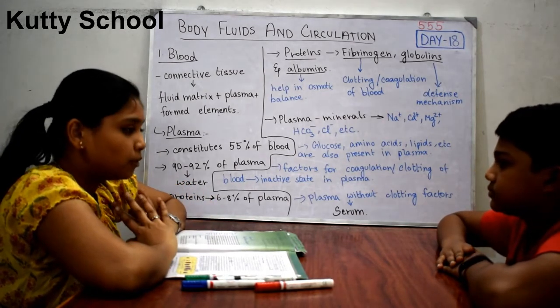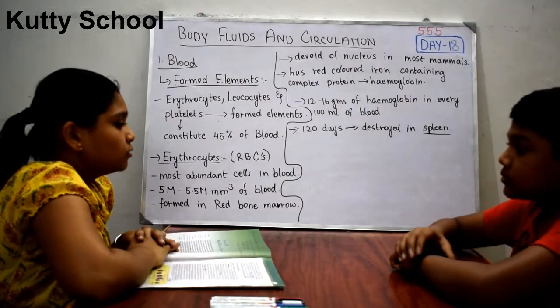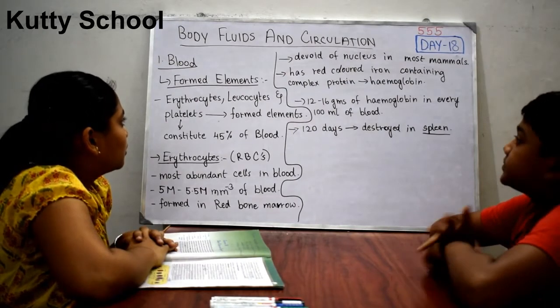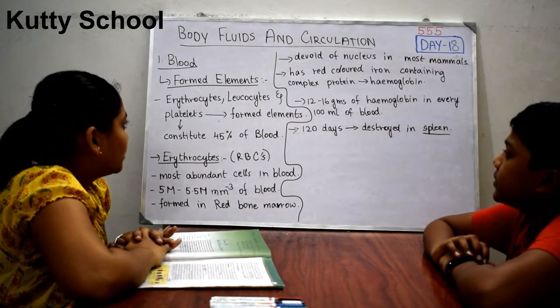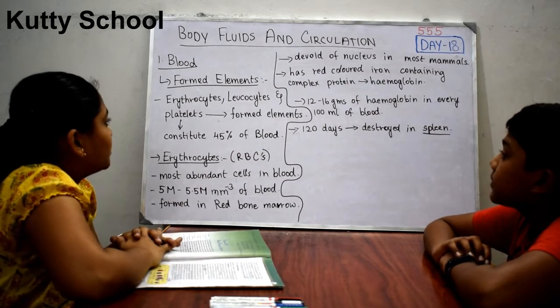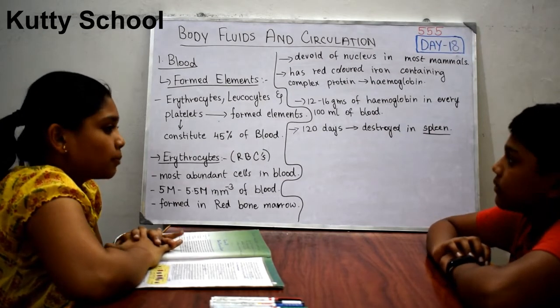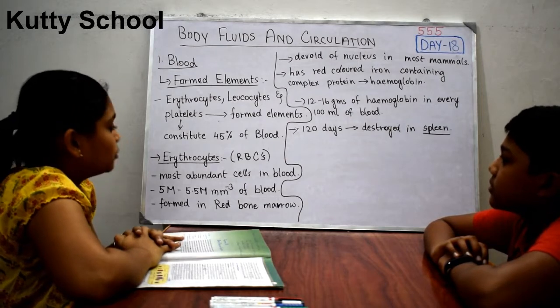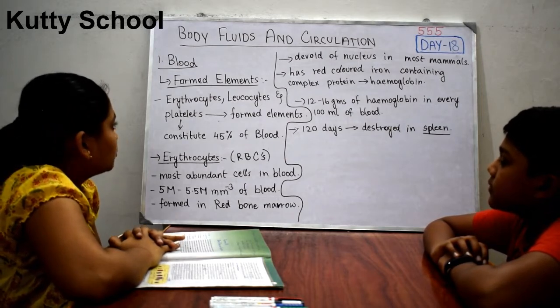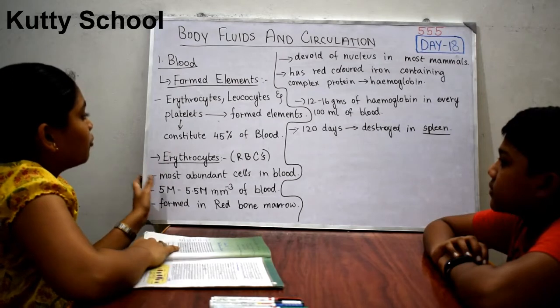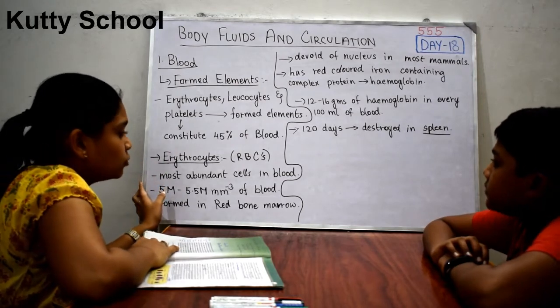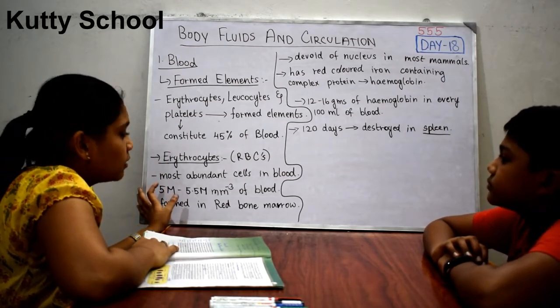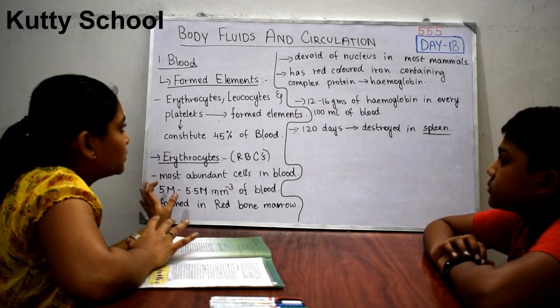Next we will see about formed elements in blood. The formed elements are erythrocytes, which are RBCs, leukocytes, which are also known as WBCs, and platelets. These three are formed elements. They constitute up to 45% of blood. So 55% of blood is plasma and 45% is formed elements.